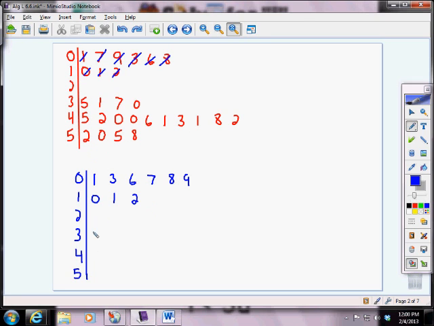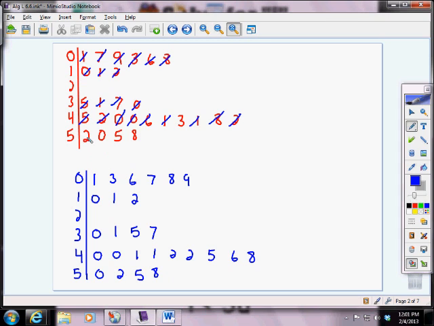After the 3 here, we have 0, 1, 5, and 7. Now here for the 4, I'm going to start with 2 zeros, and I have 2 1s, 2 2s, 5, 6, and an 8. And then finally in the 50s here I have a 0, a 2, a 5, and an 8.